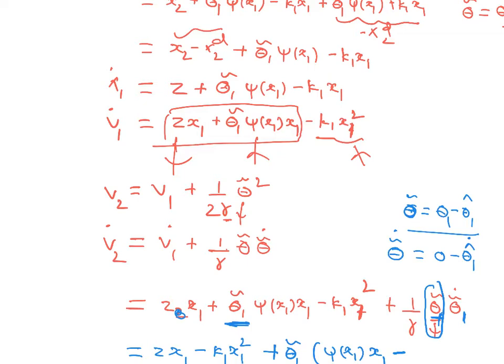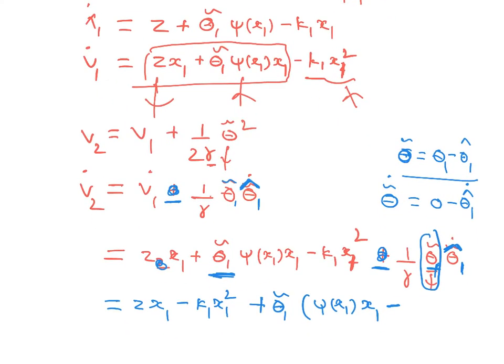So instead of doing theta bar dot, I can write it theta 1 hat dot. Minus. So it becomes minus here because there is a difference between bar and hat. Okay, so this is hat, so it becomes negative. So now I have 1 over gamma theta bar into theta 1 hat.